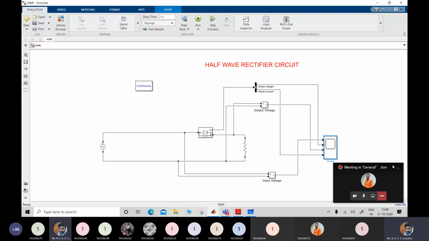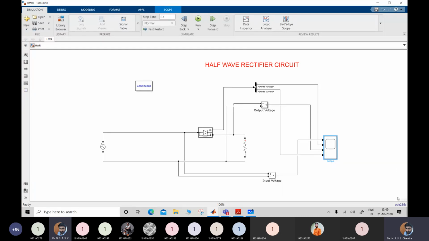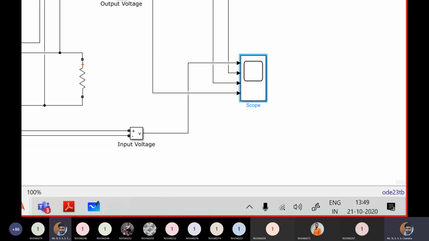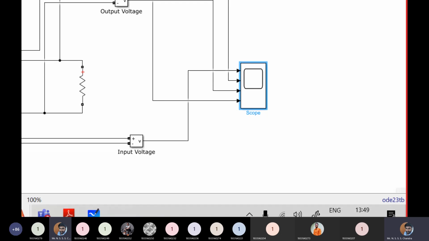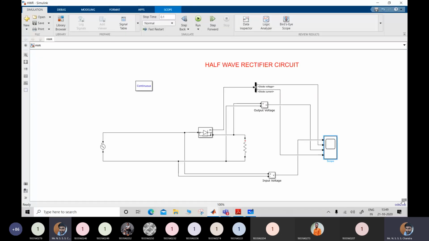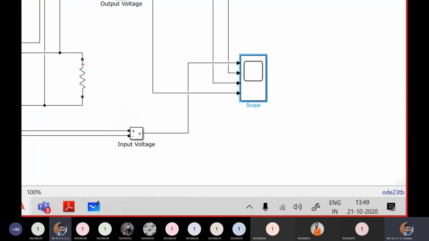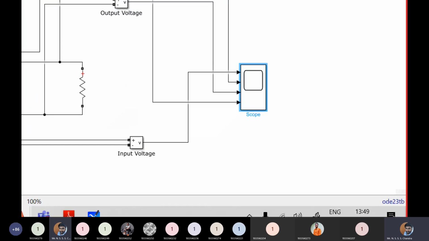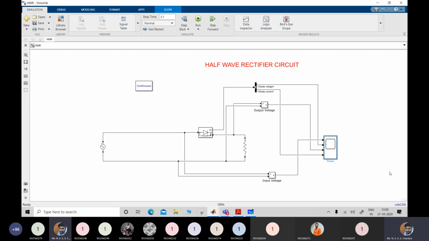So I'm using a ODE 23 TB solver. So by default your solver will be ODE 45, but now I am changing the solver to get a smooth output. So these solvers are nothing but they solve some kind of differential equations for the entire system, and they will produce the output. Okay, for whatever the diagram we are drawing, some kind of equations will be created in the background, and then they will be solved to get the outputs.